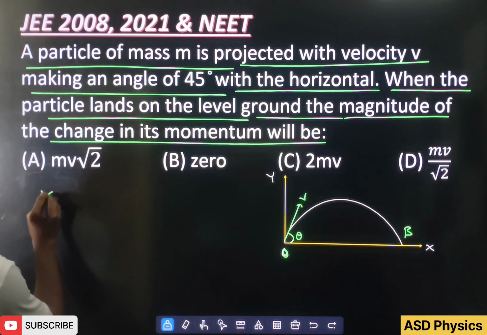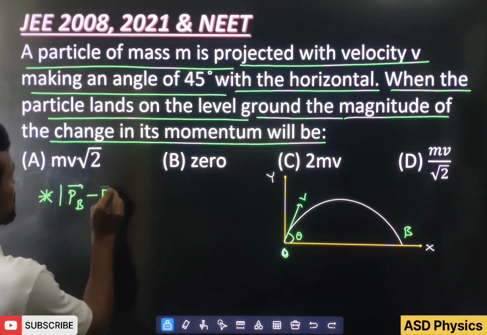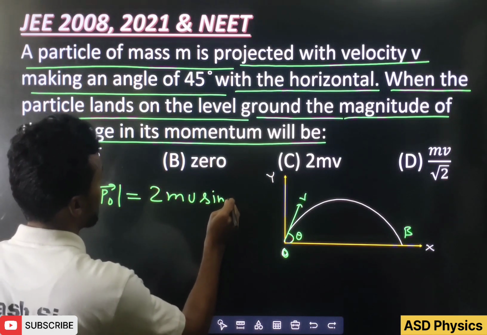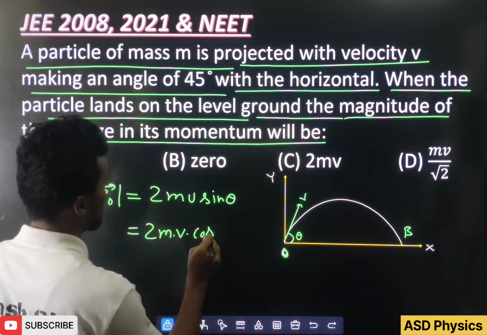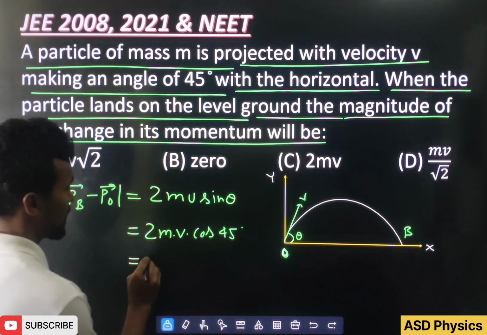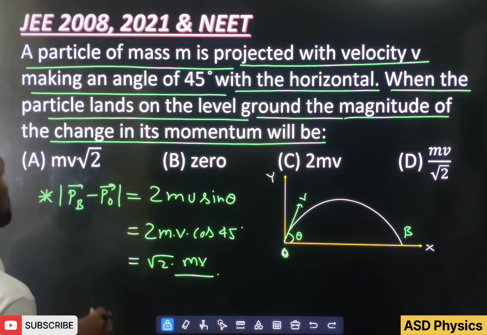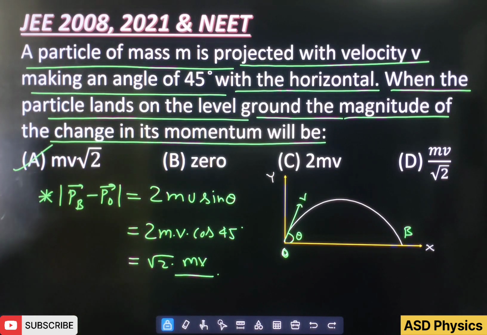So here they are asking mod PB minus mod P naught, which is the third case. What is the formula? 2 MU sine theta, I have told you. So 2 M, velocity is V, and sine 45 degrees is 1 by root 2. So 2 by root 2 means root 2. The answer will come root 2 MV. Which option is correct here? Option A is the answer.